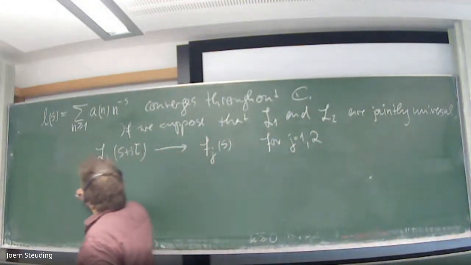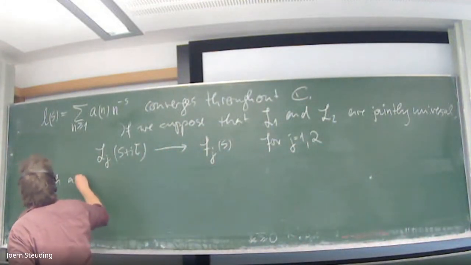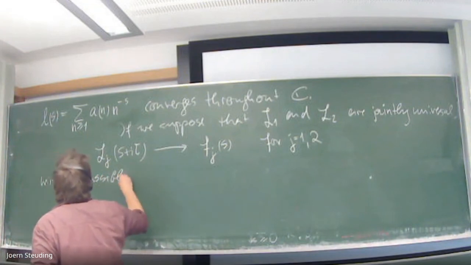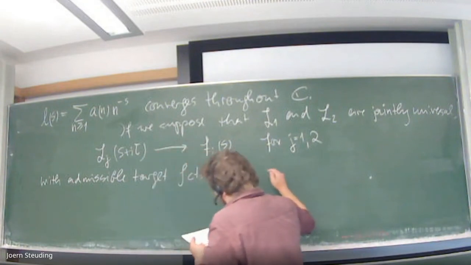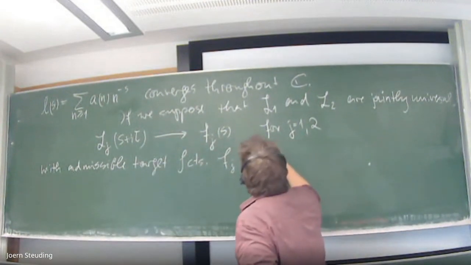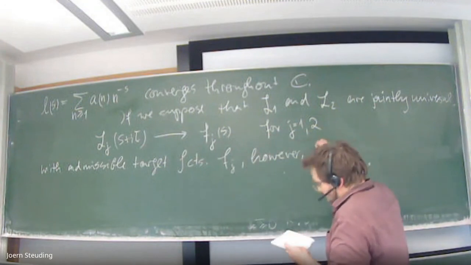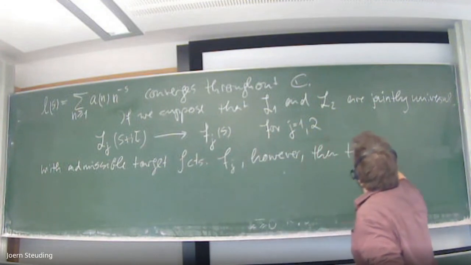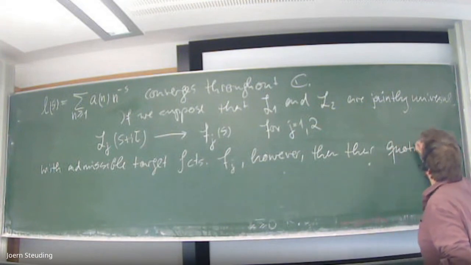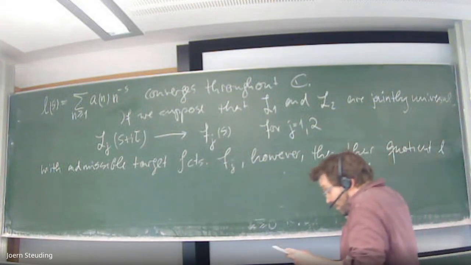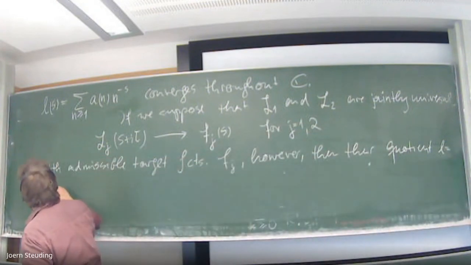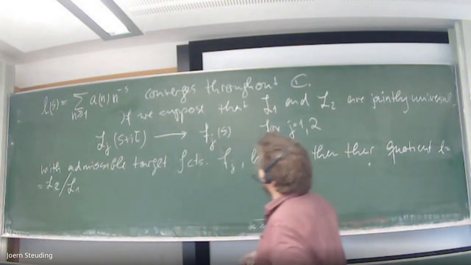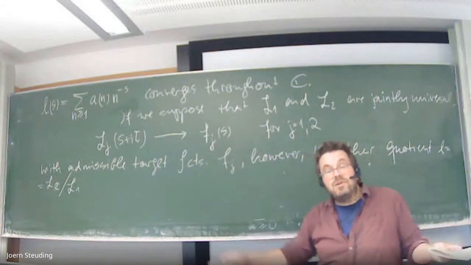So when we have this joint universality with admissible target functions f_j, then their quotient, that was our function L, little l, please recall l was the quotient of L2 over L1, then their quotient will also have this approximation property.